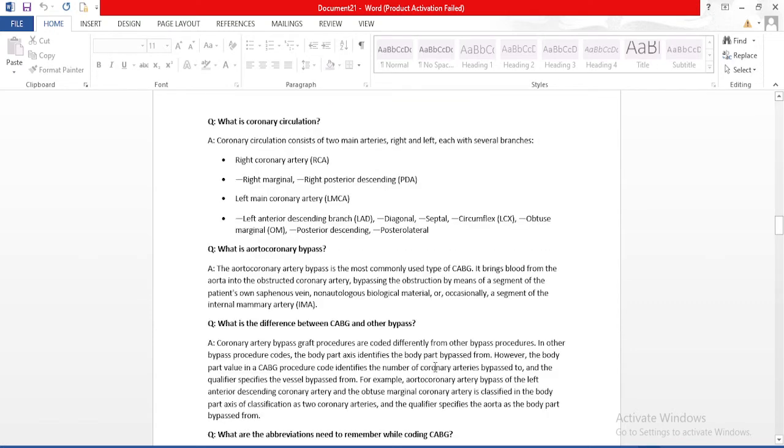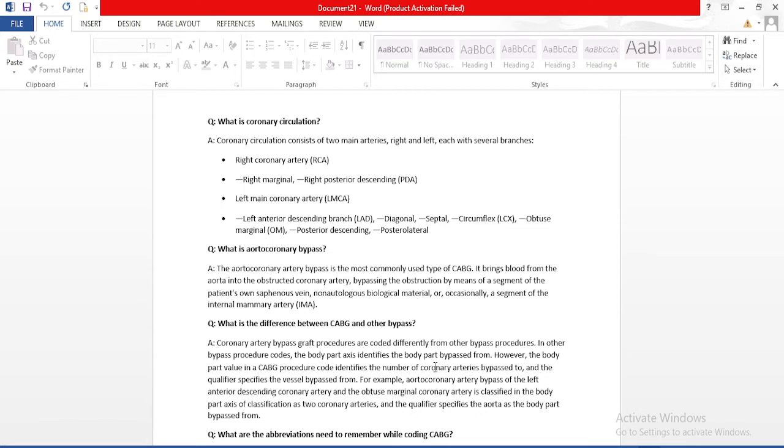So what is coronary circulation? Coronary circulation consists of two main arteries, the right coronary artery and the left coronary artery, each with several branches. So again, the right and left divide into several branches. The right coronary artery, usually we call it RCA, divides into right marginal and right posterior descending, otherwise we call it PDA. PDA means posterior descending artery.